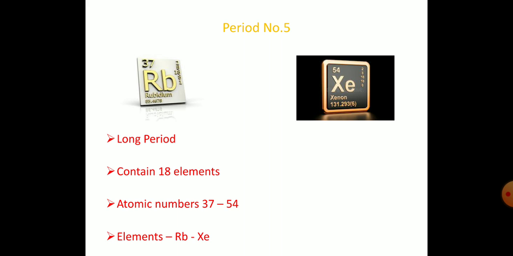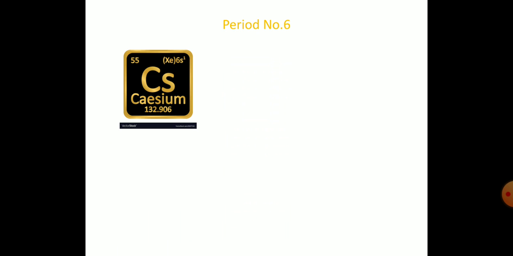The atomic numbers are from 37 to 54, and the elements are from rubidium to xenon. Is it clear, students? Yes. Now let us move on to period number 6. The first element of period number 6 is cesium. It is an alkali metal. Its symbol is Cs, and atomic number is also given.